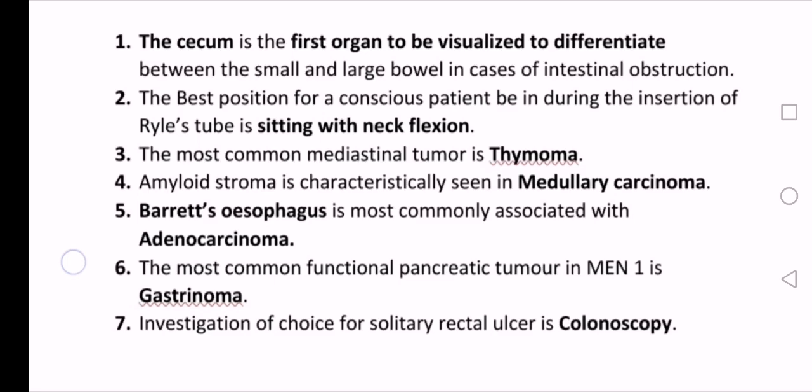Amyloid stroma is characteristically seen in medullary carcinoma. Barrett's esophagus is most commonly associated with adenocarcinoma. The most common functional pancreatic tumor in MEN 1 is gastrinoma. Investigation of choice for solitary rectal ulcer is colonoscopy.